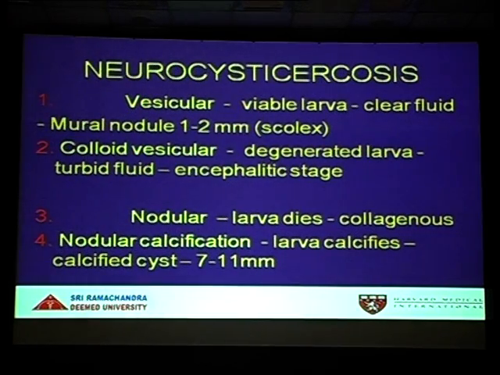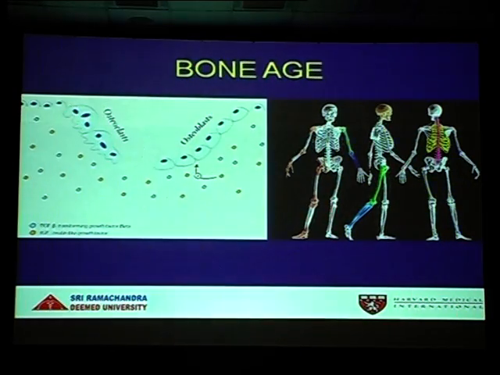So this is also commonly asked. One is the different stages. One is the vesicular stage, okay, and the next one is the colloid vesicular stage. Third one is the nodular stage, and fourth one is the nodular calcification. These two can be seen in a CT scan, and these two can be differentiated in MRI scan. Nodular and nodular calcification can be visualized in this imaging.